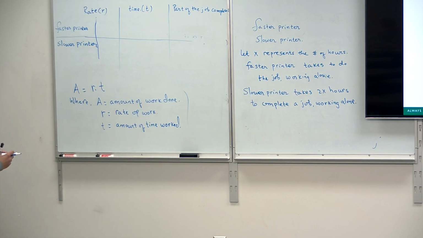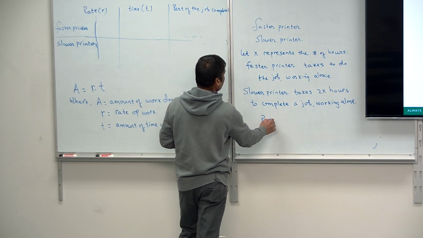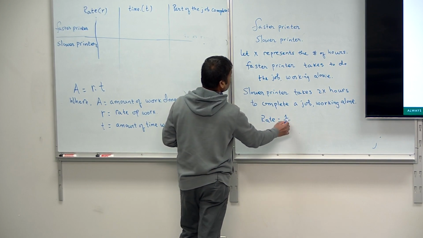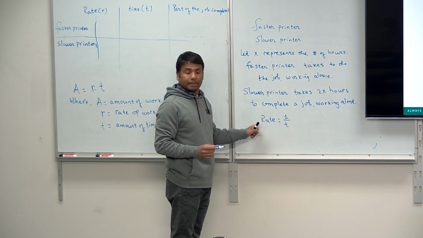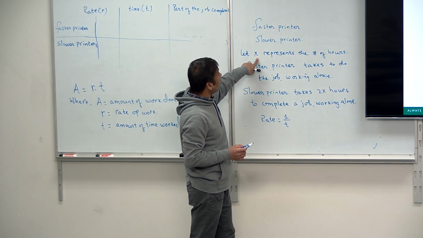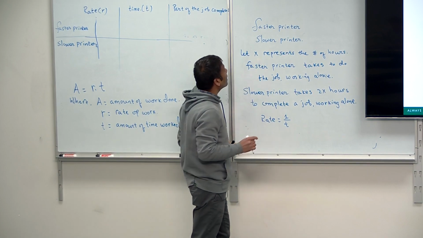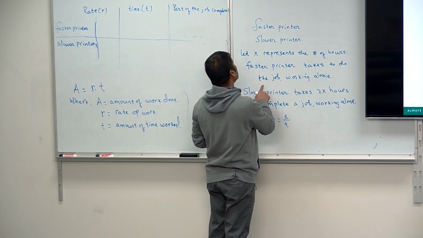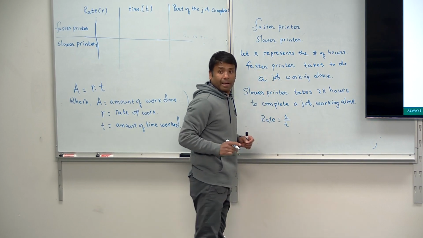Right? So now, what is the rate? Remember, rate is 1 over T, per unit time. Is that right? So now, how long does the faster printer work? X hours, is that right? The faster printer takes X hours to do the job, which means it is one job. Just be very careful, okay?